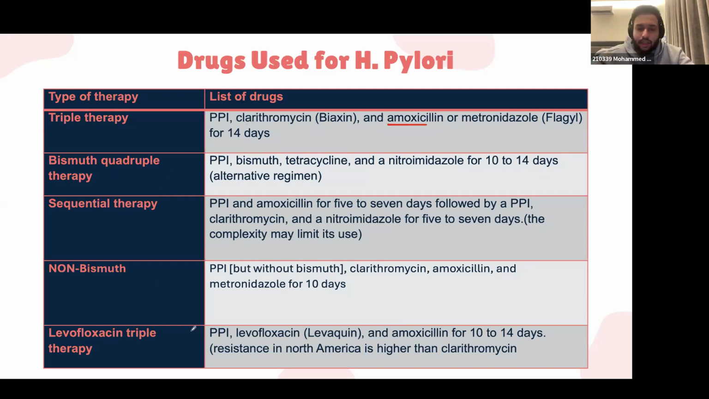There are other therapies you can do. It's not as important to remember these ones. However, just the concept behind them: if this doesn't work, you do this. Then if this doesn't work, then you try this. Then if this doesn't work, then you do this. Okay? That's H. pylori drugs. Tamam. All the peptic ulcer disease, gastritis and stuff, is all clear? Okay.